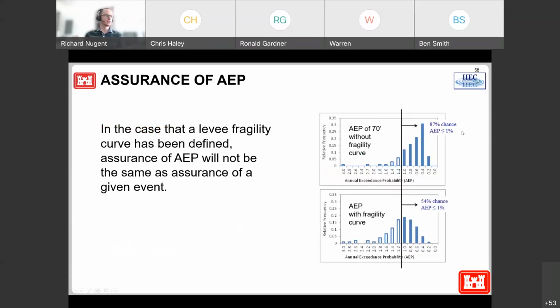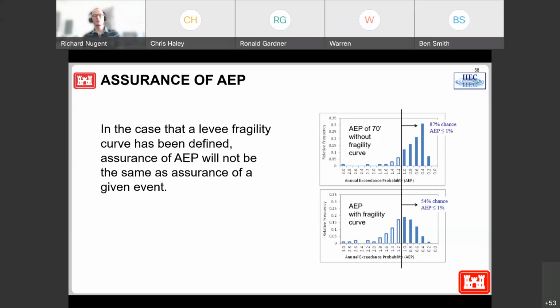So in the case that a levee fragility curve has been defined, then assurance of AEP is not going to be the same as assurance of the event. In this case, the top image is AEP without a fragility curve. The bottom is AEP distribution with fragility curve. And we calculate AEP with fragility as the sum of the joint probabilities of hazard loading times levee breach. We look at this distribution of AEPs, and if we're interested in the assurance of AEP being less than 1%, we'll look at the relative frequency of AEPs that are less than 1%, which are represented by the solid blue bars on both of these.